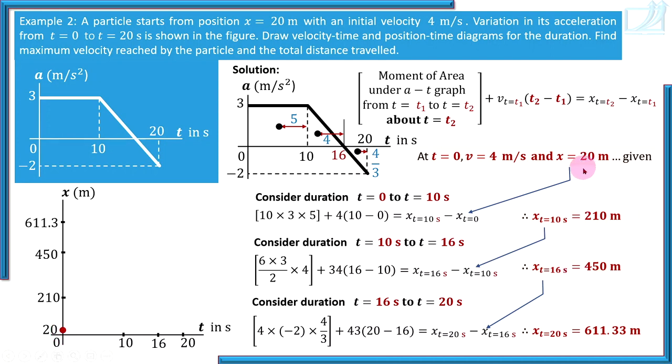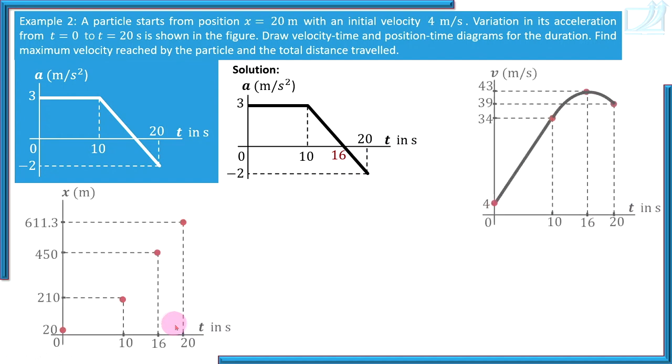So at t equal to 0, x is 20. So I marked here the first point on the curve. Then at t equal to 10, x is 210. Here I mark the second point. Then at t equal to 16, x is 450. So I have marked here, and at t equal to 20, x is 611.3. Now these points are to be joined properly. Now it is the xt diagram, and to draw the xt diagram we will take help of the vt diagram, because velocity is the slope of the xt diagram. So here is the vt diagram.